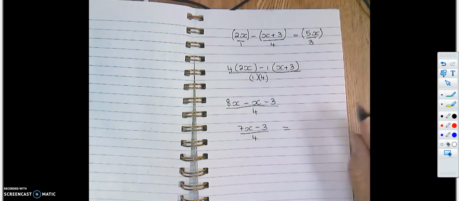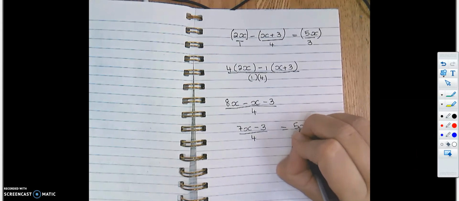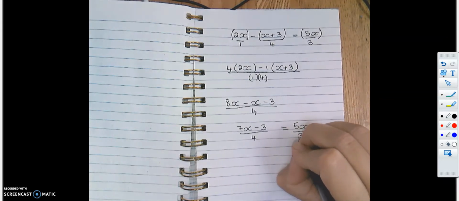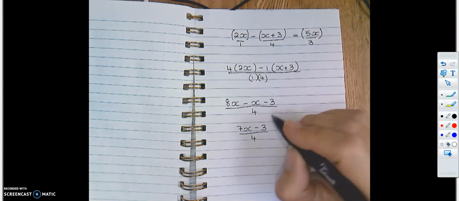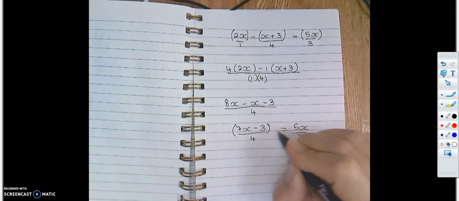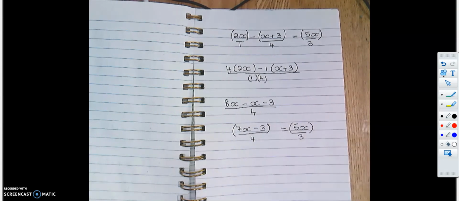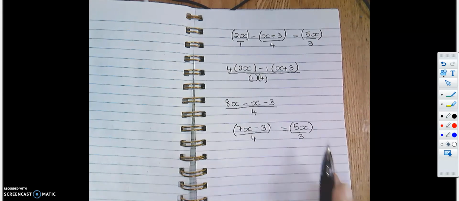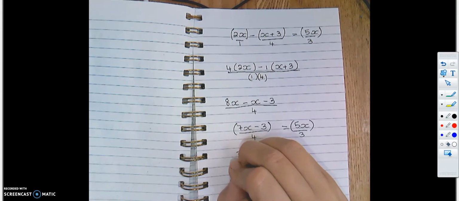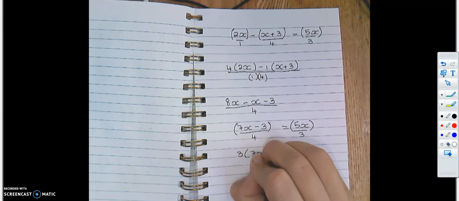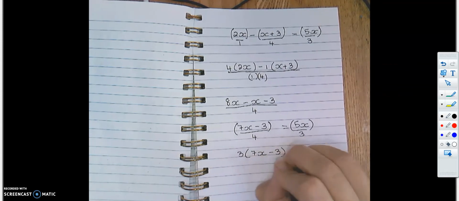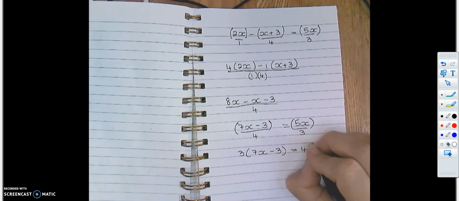Bring down the other fraction, so you get 5x over 3. And then you're going to, again, imagine brackets on the top. Cross multiply the bases, so my 3 is going to come up and multiply the bracket with the 7x minus 3. And my 4 is going to go up and multiply the 5x.